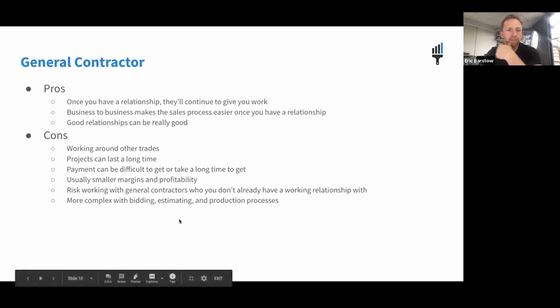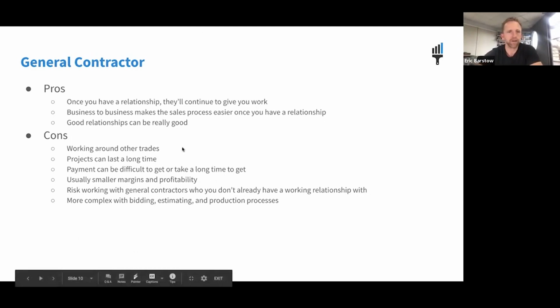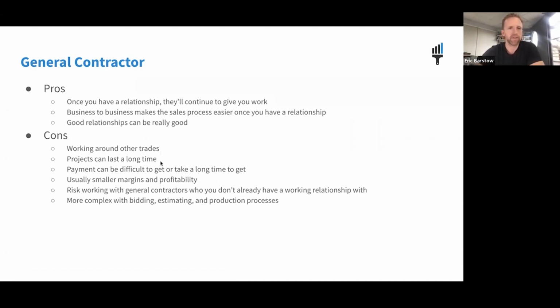So the other thing is it's a little more complex with bidding, estimating, and the production process, right? We're bidding and estimating from blueprints. There's just more detail in there. And then in the production process, you're working around other trades. You might be doing it in different pieces and segments. And it's just a little more detailed. That's not necessarily a bad thing. This might look bad, but it's not all bad, because you can make systems to work around other trades. You can prepare for projects to last a while.